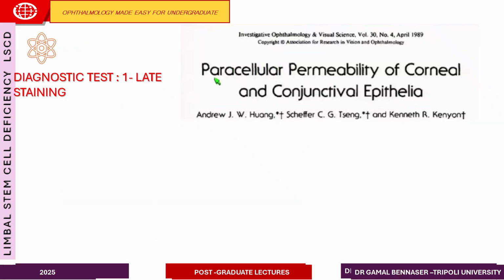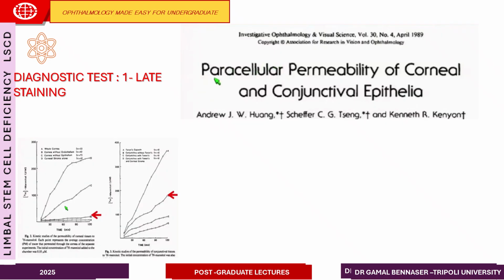Still in the context of the diagnostic tests, as I have said before, late staining of the cornea is one of the main diagnostic tests seen by slit lamp to diagnose what's known as paracellular permeability of the cornea due to conjunctivalization of the corneal epithelium. In this diagram, I will show and explain how this paracellular permeability is increased.